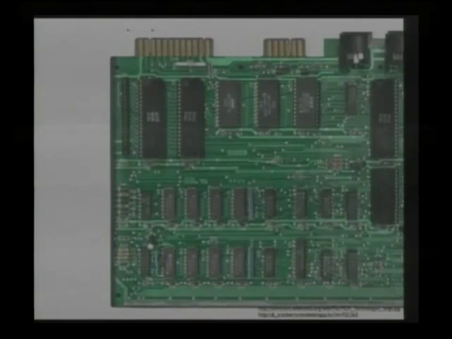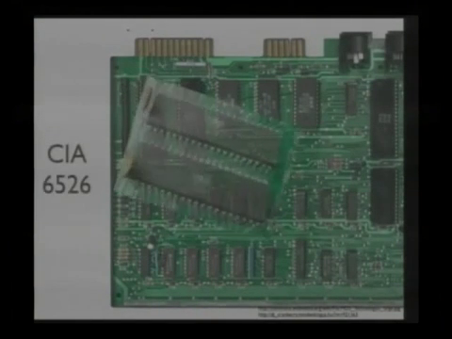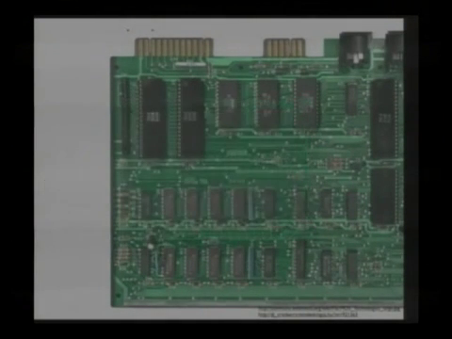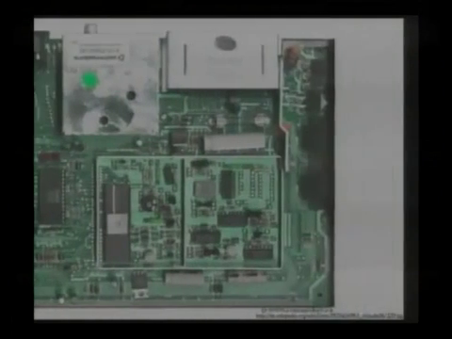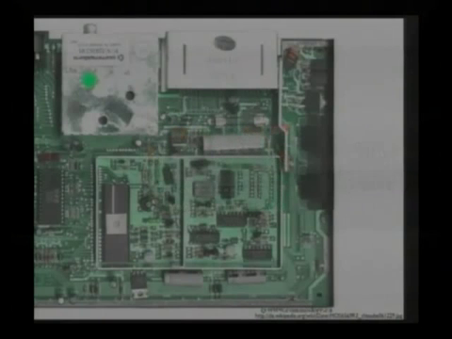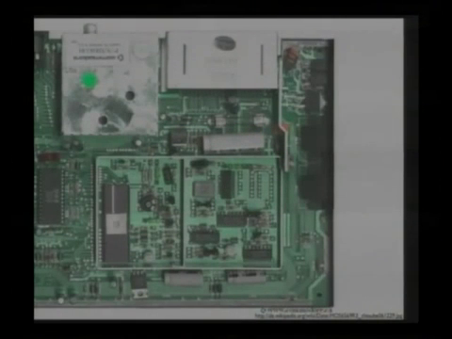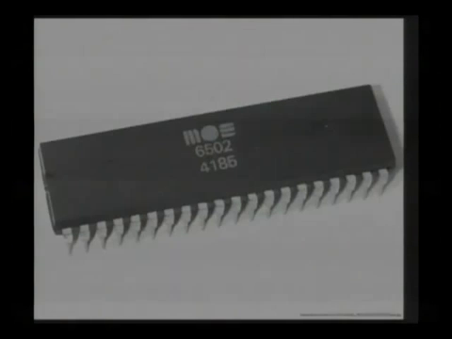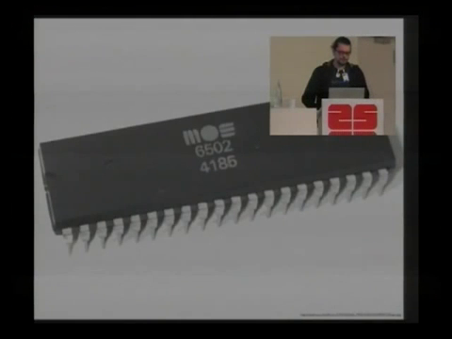On the left-hand side, you have the CPU, which is a 6510, which is very similar to the 6502. Two CIA 6526 controllers. These are I/O controllers. And on the right, you have the SID 6581 sound chip and the VIC video chip. So let's go through all these components and let me explain them to you a little bit.